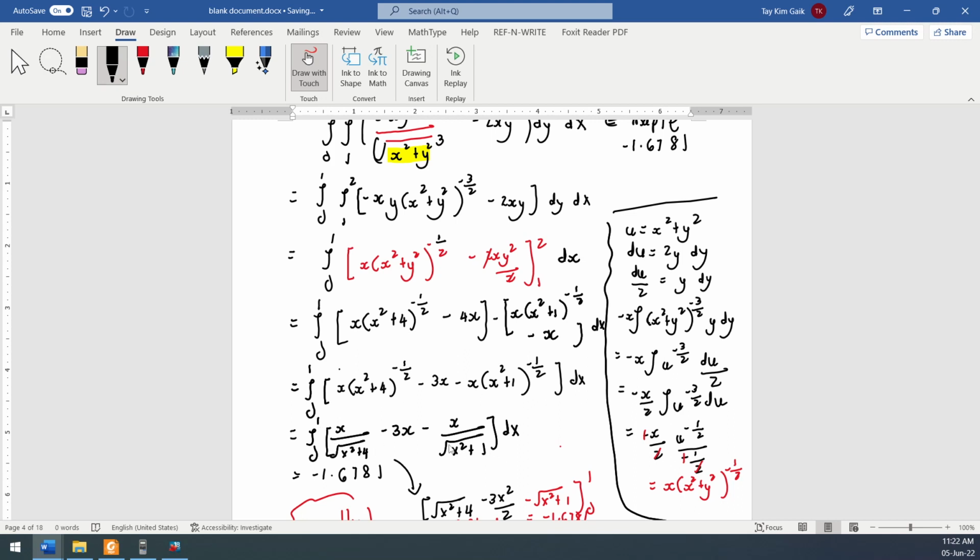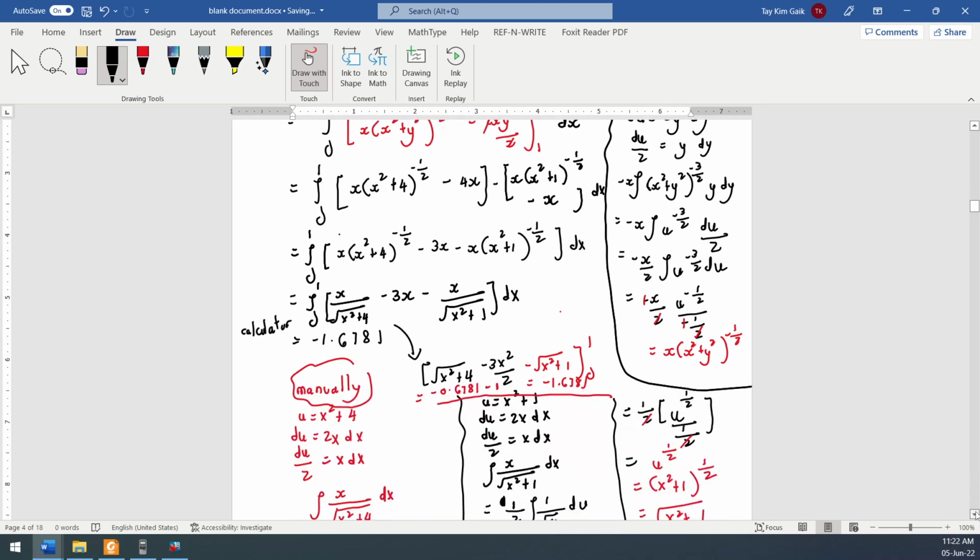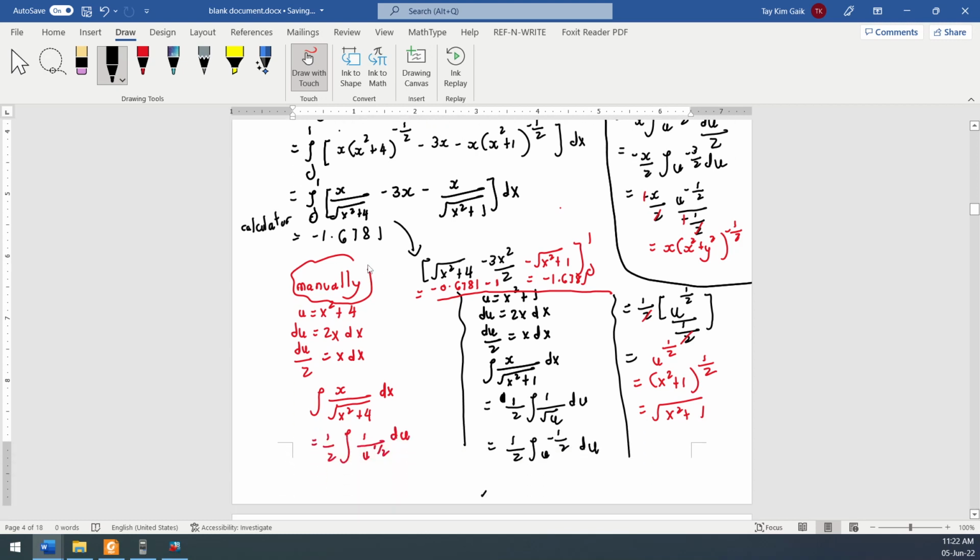Okay, you may directly use the calculator from this line. In the outer integral, because the limits are constant, you may directly use the calculator. Or if you want to integrate manually, then again use the substitution technique: u equals x squared plus 4. So du is 2x dx, because you want to integrate with respect to x, so you differentiate with respect to x. The term x dx becomes du over 2. Replace back, x squared plus 4 is u, so this is u to the power half.